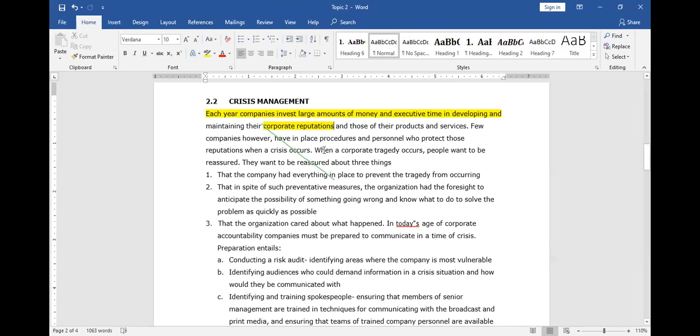For example, we are being told when a corporate tragedy occurs, when an organization faces a tragedy, people want to be reassured. I'm an employee of Zetech University. I want to be reassured that when I leave my laptop at Zetech University, it will be safe. I want to be reassured that when I leave my property at this particular desk, it is going to be okay. So that is why we have what we call crisis management.